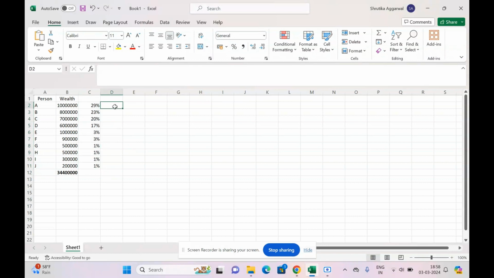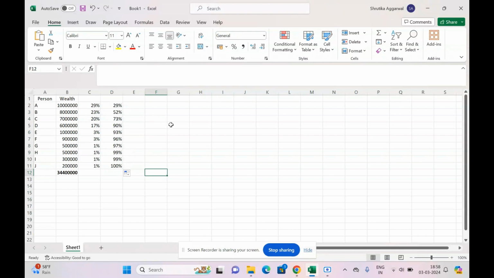Now in the next column, I'm finding the cumulative percentage. For the first, it will be 29% itself. That is cell C2. Enter. For the next, it is equal to cell C3 plus the cell above it, that is cell D2. It gives me 52%. Let's drag it down. Okay.